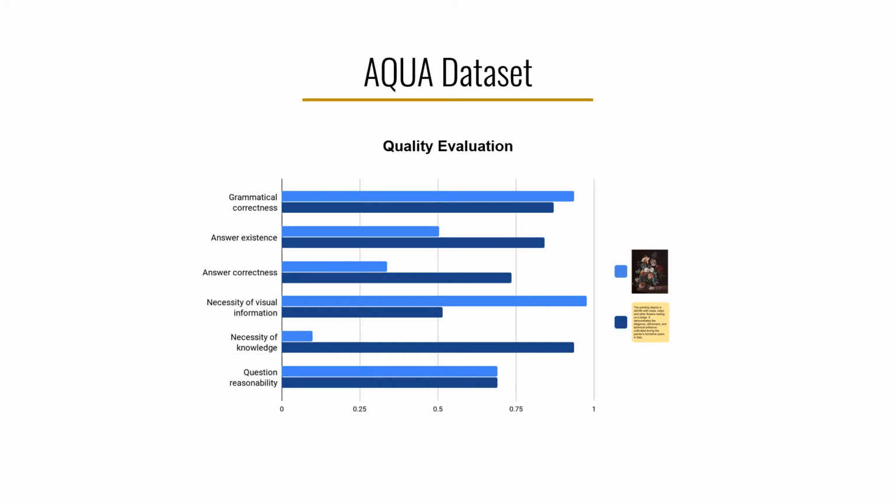As the questions and the answers are all generated automatically, we perform a quality check on the data. We use Amazon Mechanical Turk and ask humans to rate each question-answer pair according to 6 metrics: grammatical correctness, answer existence and correctness, whether the painting is necessary to answer the question, whether the contextual knowledge about the painting is necessary to answer the question, and finally, the reasonability, which judges if the question-answer pair looks human-generated.